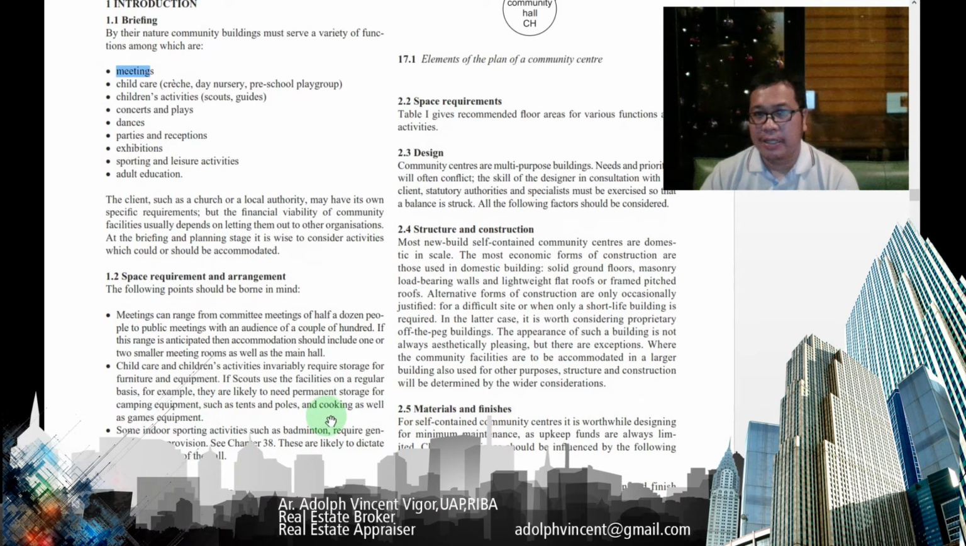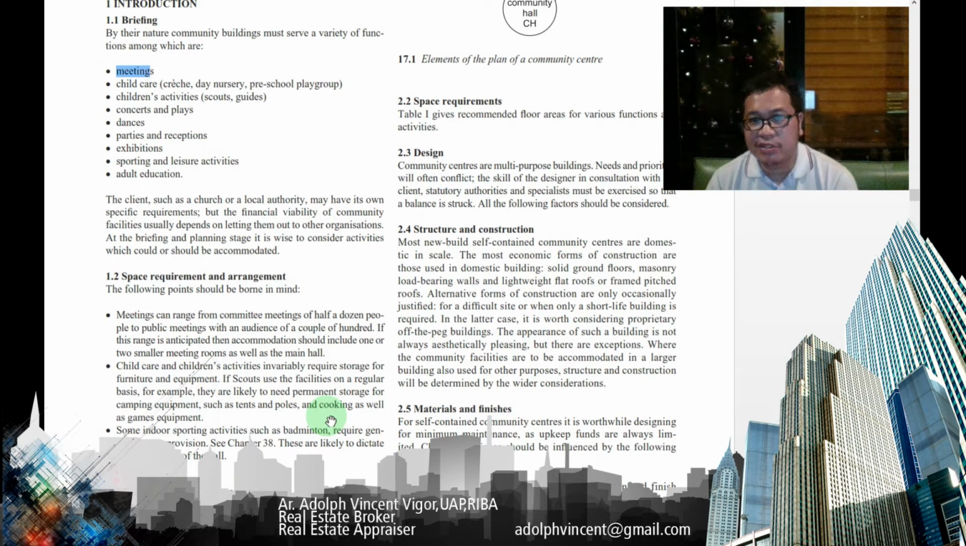Okay, so most new build self-contained community centers are domestic in scale. The most economic forms of construction are those used in domestic buildings, solid ground floors, masonry load-bearing walls, and lightweight flat roofs or frame pitch roofs. So since the design character specifically provided in our plate is Mediterranean, I hope that you avoided the flat roof as much as possible.